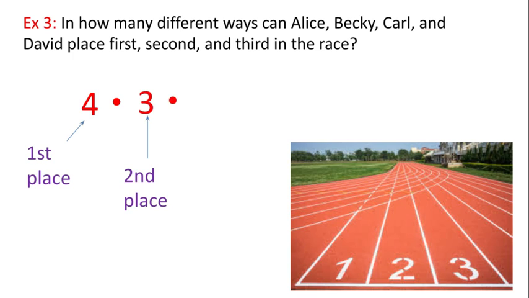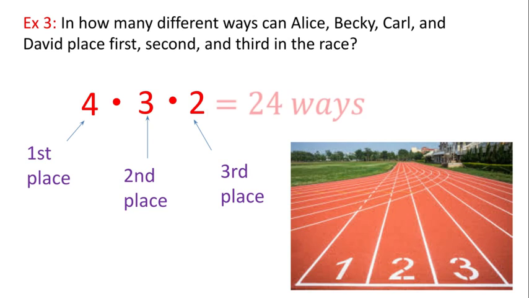I don't know what the options are because I don't know who's won yet, but there's only going to be 3 people left. And similarly, for third place, after someone wins first and someone wins second, there'll only be 2 people left running. So that's 2 options for third place. If I go ahead and multiply that out, 4 times 3 is 12, times 2 is 24 different ways for Alice, Becky, Carl, and David to finish in first, second, or third place.